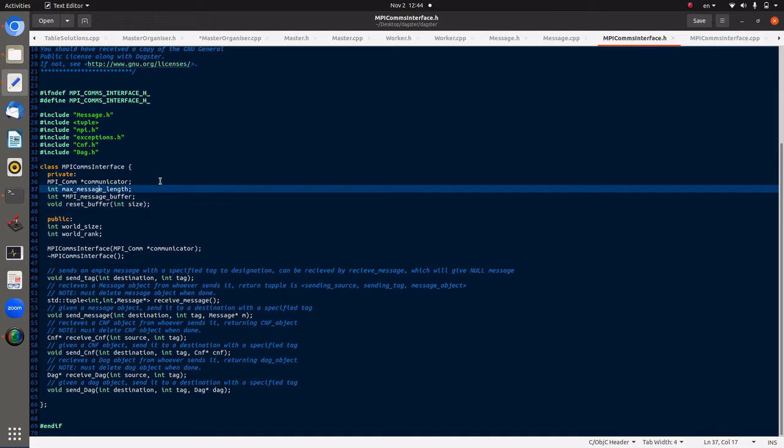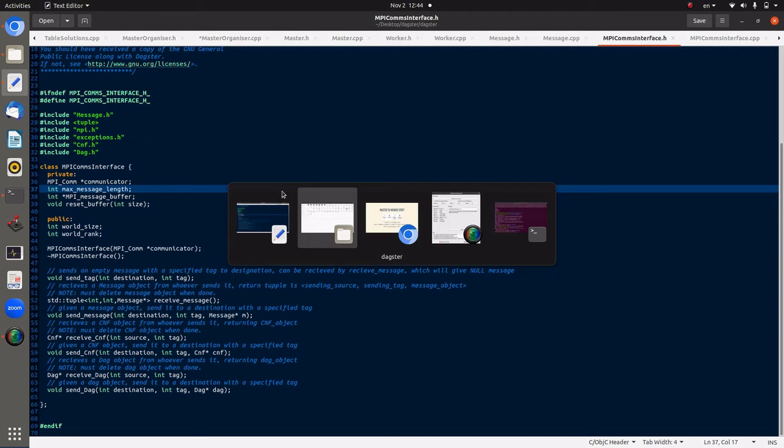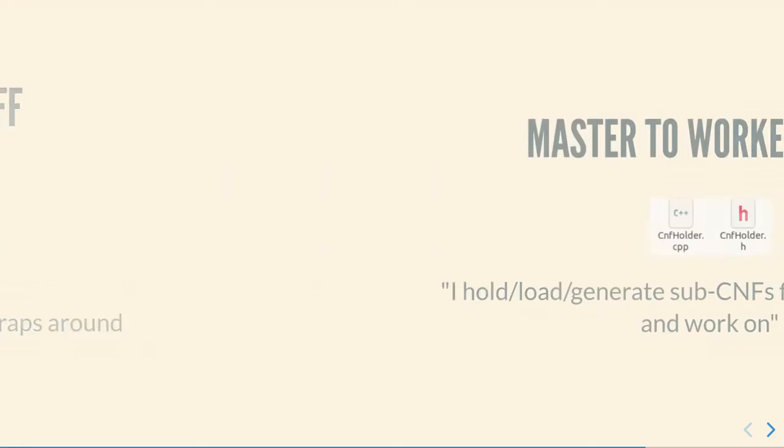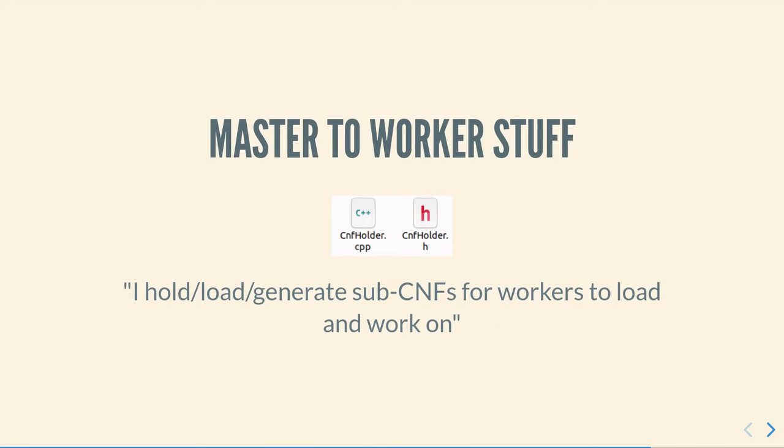And there's a buffer, maximum message length is the size of the buffer, etc. So this is another kind of helper object. Anyway, so message MPI comms. What we're doing now is we've gone from talking about the master to talking about the master-worker communication. So there's the worker loop, and then this is the stuff that occurs on the link between the masters and the worker. There's also the CNF holder.